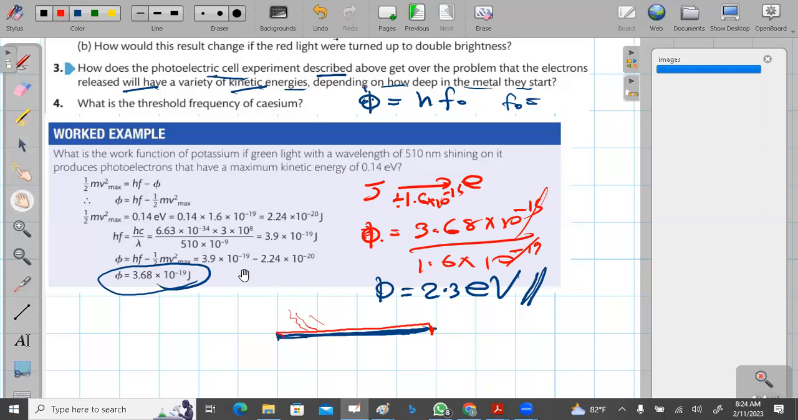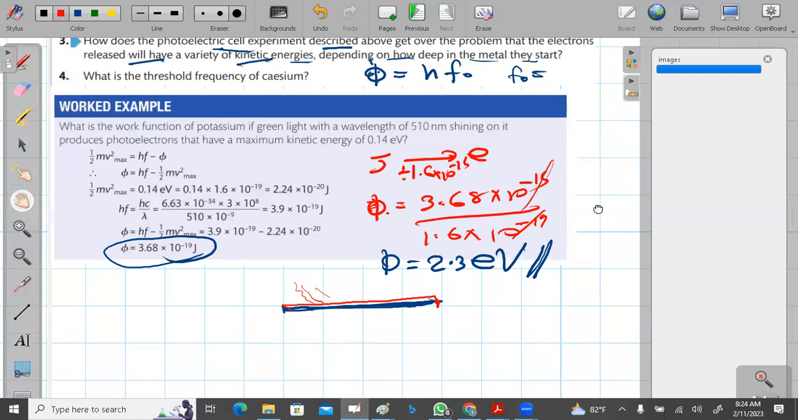Wait, sir. What's the film for, sir, again? Film means the metal can be coated on. So this coated metal, the thin film, electrons can be released easily, right? It's only releasing from the surface. Otherwise, if you use a thick metal, it may have different kinetic energies.